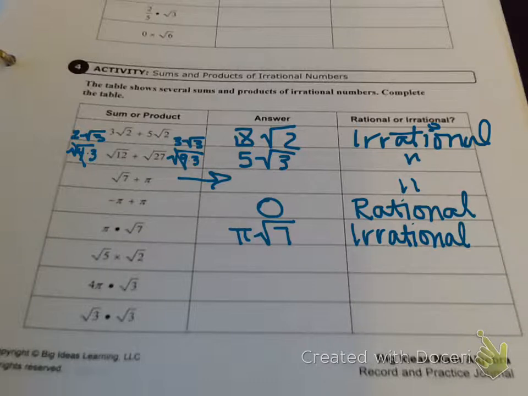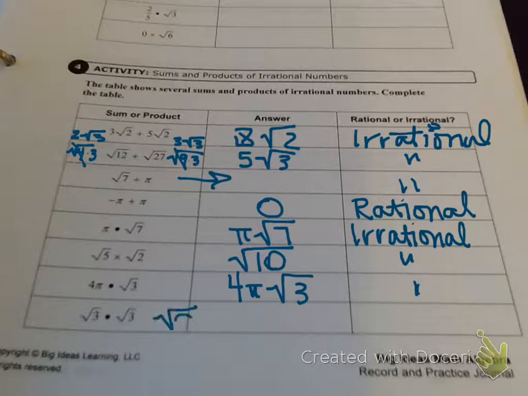The square root of 5 times the square root of 2. When we're multiplying square roots, we just multiply what's underneath the radical symbol, giving us the square root of 10, which is irrational. 4 pi times the square root of 3 gives us 4 pi square roots of 3, and it's irrational. And the square root of 3 times the square root of 3 gives us the square root of 9, which is actually 3, which is rational.